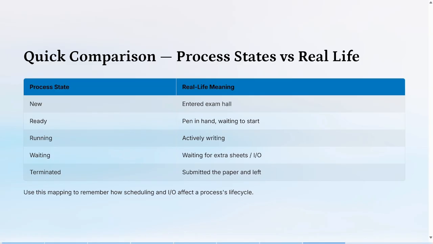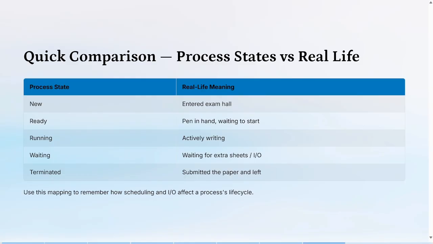Alright, before we move to CPU scheduling, let's quickly lock in what we just learned with a side-by-side comparison. Think of this as your cheat sheet for remembering process states forever. First one is new state, which means entered the exam hall. The student has just walked in, registered, present, but hasn't started writing. Same with new. The OS has just created the process. Nothing's happening yet. Second one is ready. Pen in hand, waiting to start. Fully prepared, just waiting for the signal to begin. That's ready. The process has everything it needs, just waiting for the CPU to pick it up.